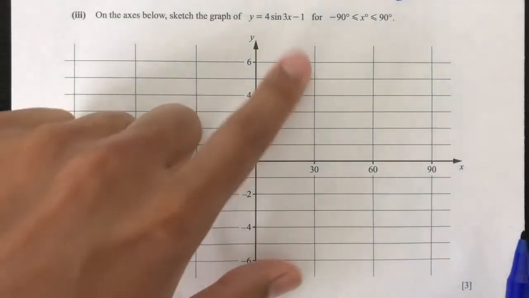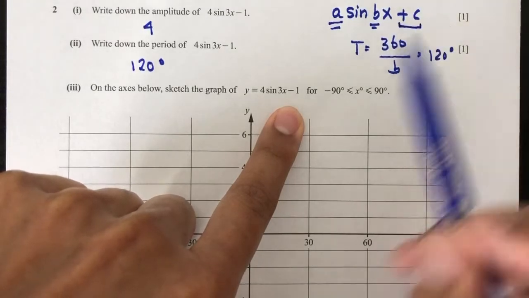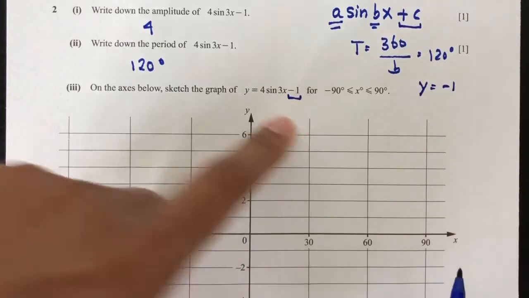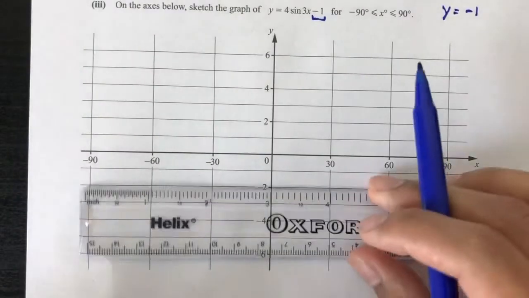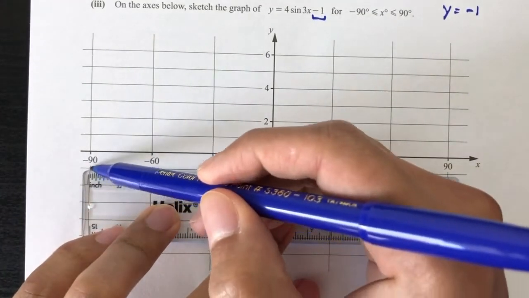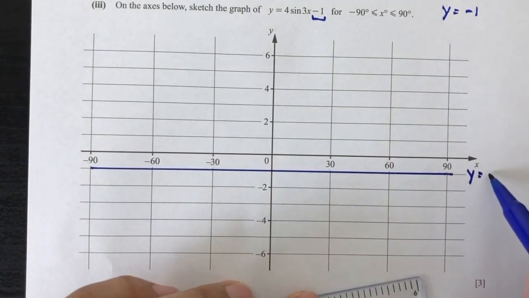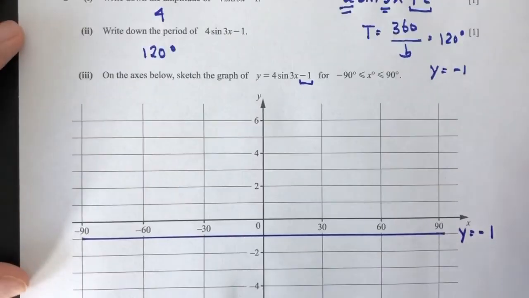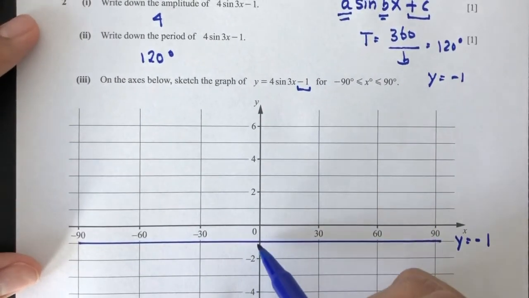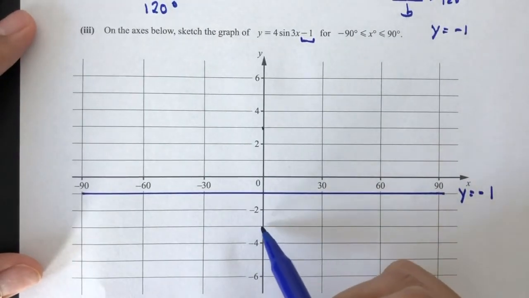The first thing you can do is to draw this line. This is C, which is the baseline, equal to minus 1. So first draw the line y equal to minus 1. The line will be here. Y equal to minus 1. That's the baseline. And then you can see that the amplitude is 4. It means that from this line, it goes up by 4. So 1, 2, 3, and 4. It goes down by 4. So 1, 2, 3, and 4.